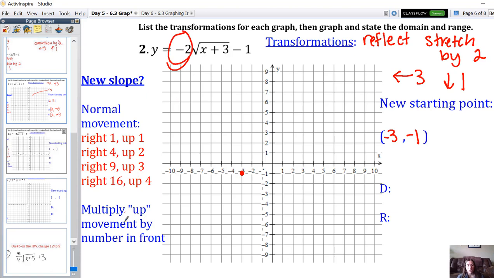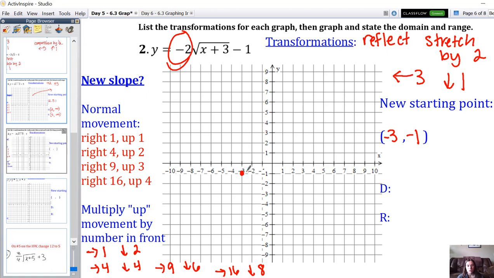So now I'm gonna go to the right 1 from my starting point, and then it says up, but we multiply by a negative, so we can go down 2. Then I'm gonna go to the right 4, and down 2 times 2 is 4. I'm going to go to the right 9 and down 3 times 2 is 6. I'm going down because it was negative. If this wasn't a -2, I'd still be going up. Then I'm going to the right 16 and down 8.